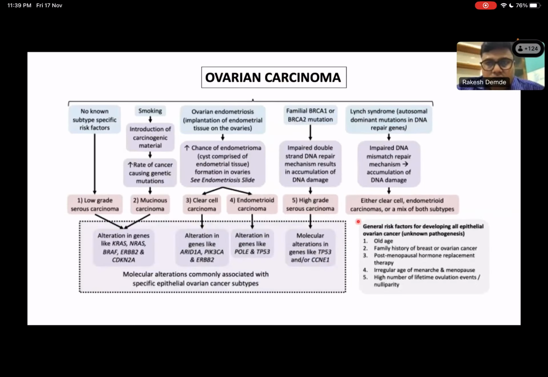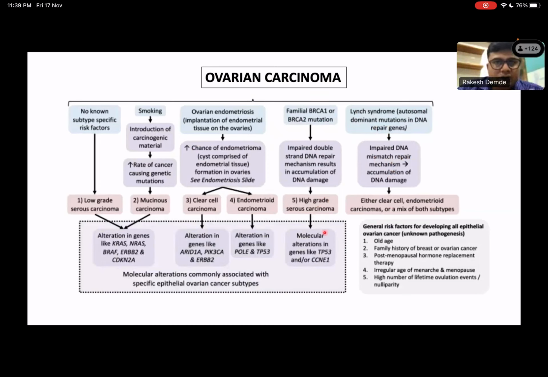We have ovarian carcinoma. So ovarian carcinoma can have Lynch syndrome. We have already discussed the MMR or mismatch repair mechanism is one of the pathways. Whenever it is a hereditary or acquired mutation, you get Lynch syndrome. So you have either clear cell or endometrial type of carcinoma whenever you have the MMR pathway involved. You can have BRCA1, BRCA2 mutation, where it is associated with high-grade serous carcinoma. You can get acquired mutation in TP53 also in such cases.